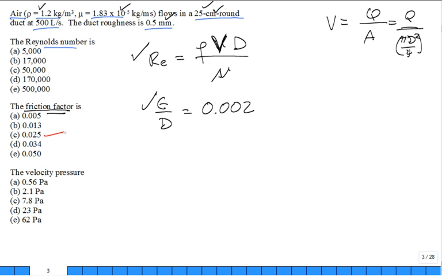And then what's the velocity pressure? Velocity pressure. What do you think they're asking for? The dynamic pressure. 1/2 rho v squared. True? And so if you calculate it, you'll get 62 Pascal for the velocity pressure. Okay. Let's continue on.